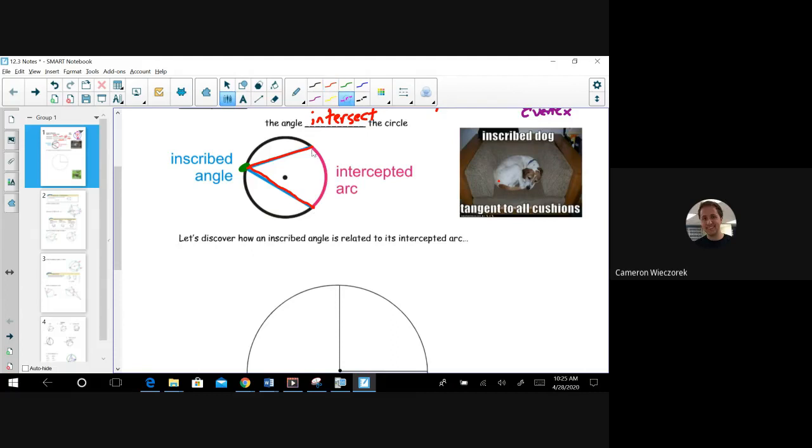your fingers. This little pink arc is what we call the intercepted arc. And that's going to be really useful for the whole section. Use your pointer fingers as a tool. Put them on the vertex of the angle. Trace them out along the two chords making up the angle, and where your fingers hit the circle, that arc that's made between your fingers is the intercepted arc.